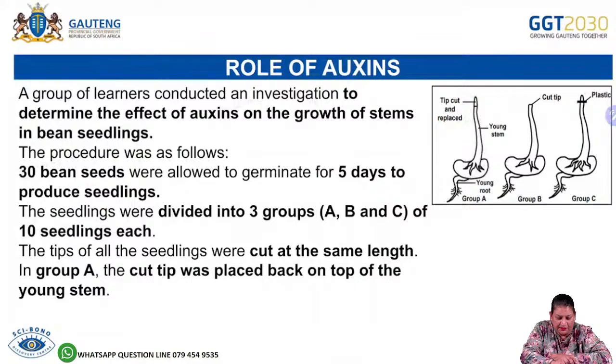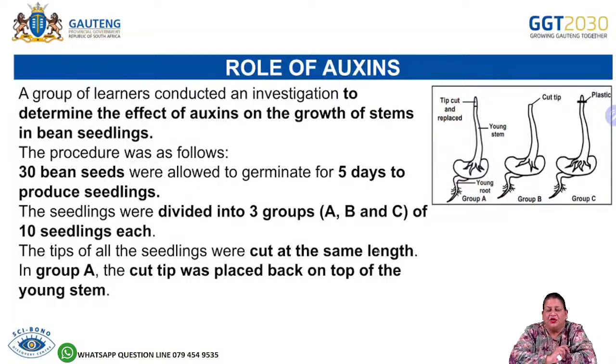Right, so let's see, the procedure was as follows. 30 bean seeds were allowed to germinate for 5 days. Okay, so not 1 day, 5 days. It gave time for every bean seed to germinate. Once they germinated, the seedlings were divided into 3 groups, A, B, and C, of 10 seedlings each. The tips of all the seedlings were cut at the same length.